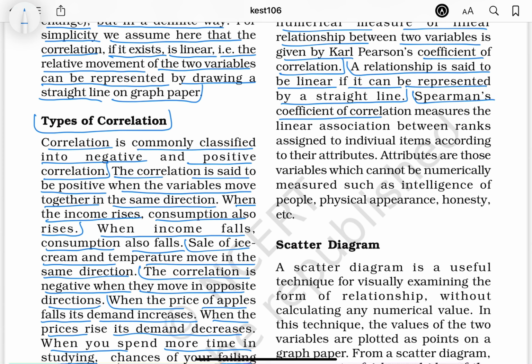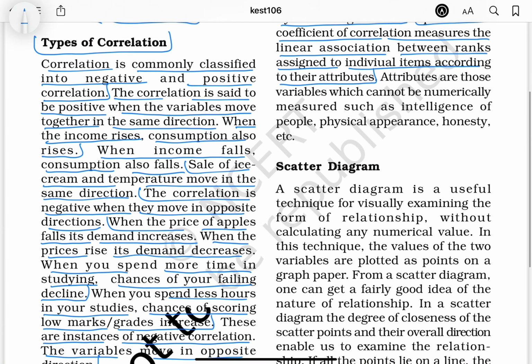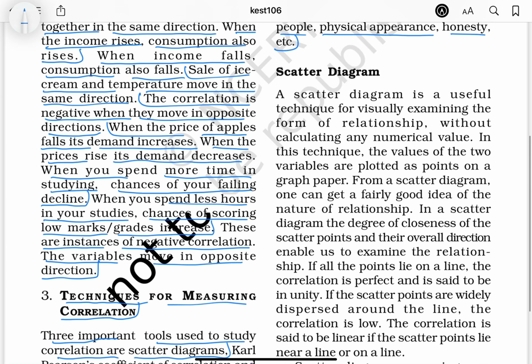Spearman's coefficient of correlation measures the linear association between ranks assigned to individual items according to their attributes. Attributes are those variables which cannot be numerically measured, such as intelligence of people, physical appearance, honesty, etc.